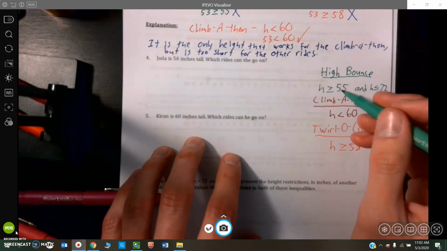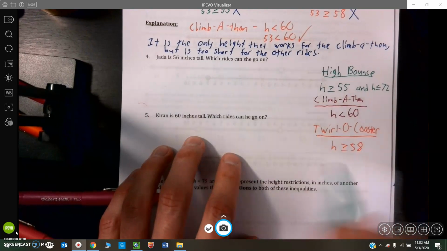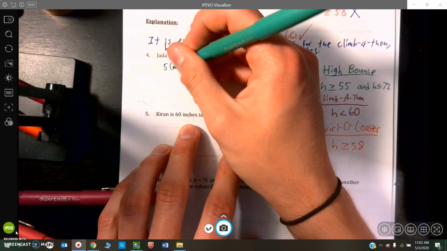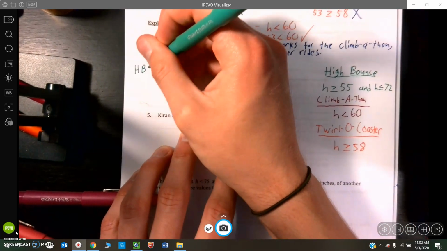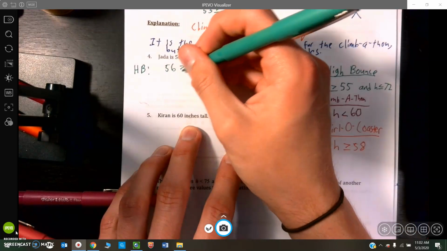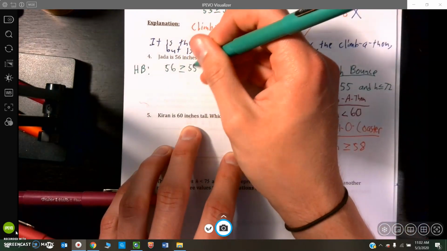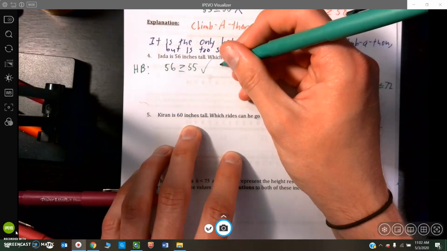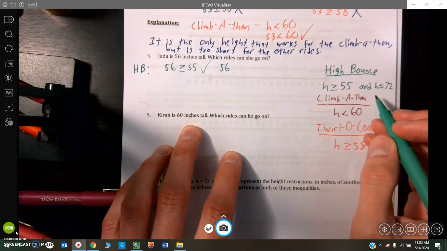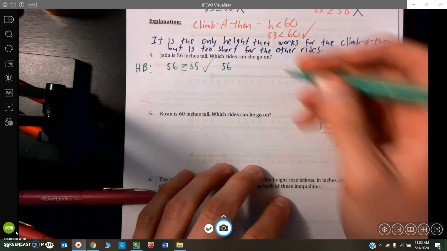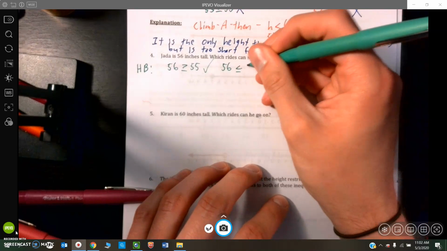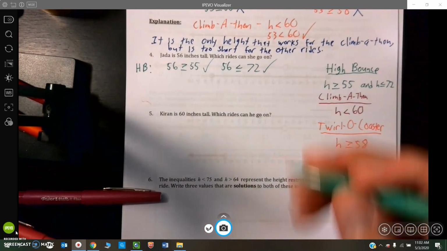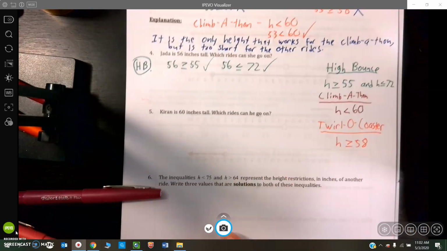So, high bounce is greater than or equal to 55 and less than or equal to 72. If I put 56 in for her height, that is greater than or equal to 55. It is greater than, so it works. And it should also work for the other part, because remember, this was a range of values in between 55 and 72. And that is true as well. So she can go on the high bounce.